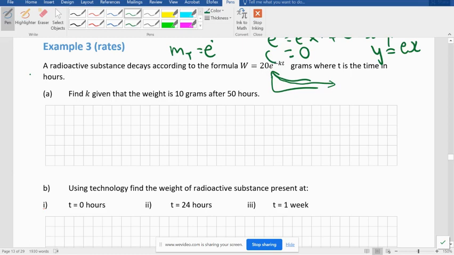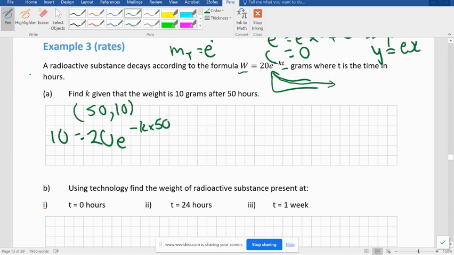Okay, and we're looking at finding K, all right, given that the weight is 10 grams after 50 hours. So 50 hours is actually the T value and W is the 10. Okay, so we're just going to sub them in the appropriate places. So W is 10 and we know that T is 50. So I'm going to have 10 equals 20 e to the minus K times 50. All right.